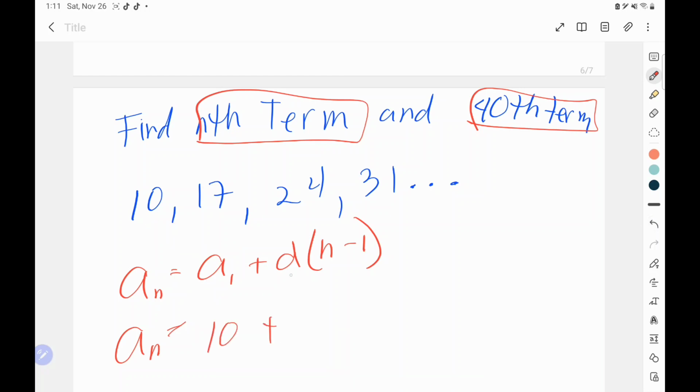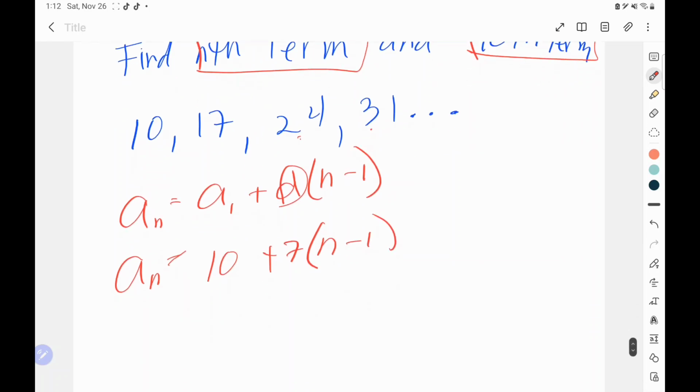Plus, what is your d? Your d here is a common difference. How do we find the common difference? That means how did 10 become 17, and how did 17 become 24, and then 24 become 31? So basically you added 7, correct? Times what? They're looking for n terms, so you just have to leave it as an n minus 1.